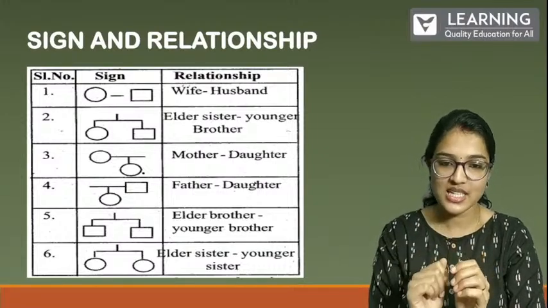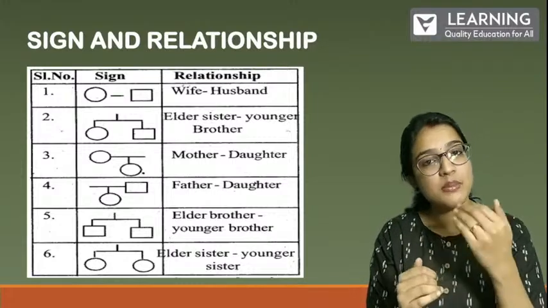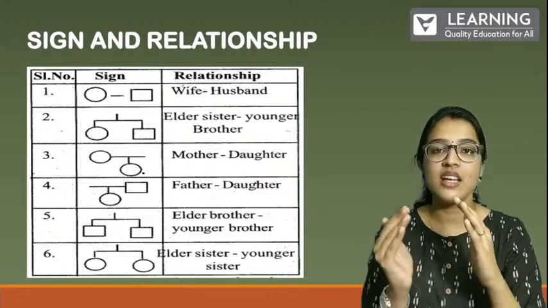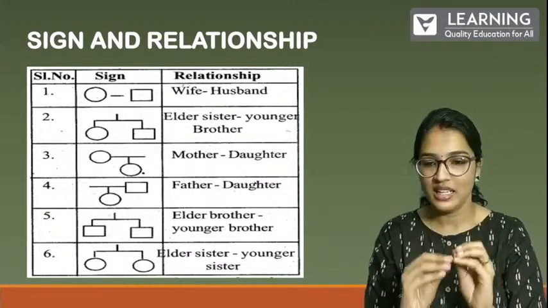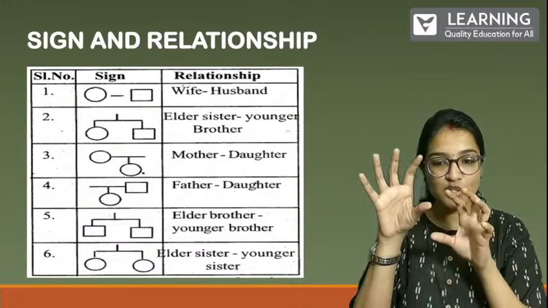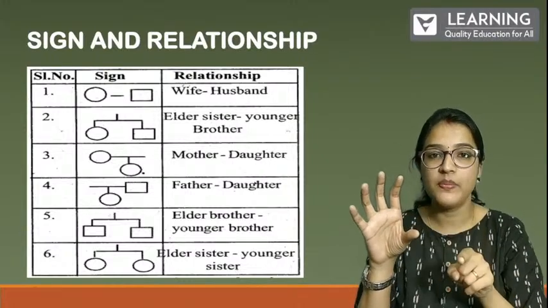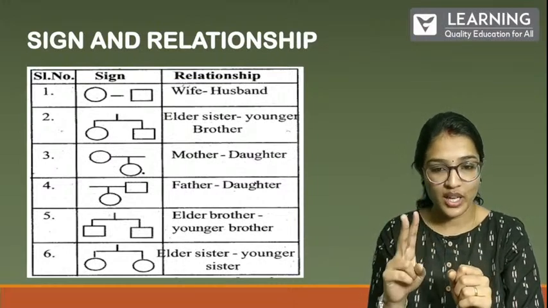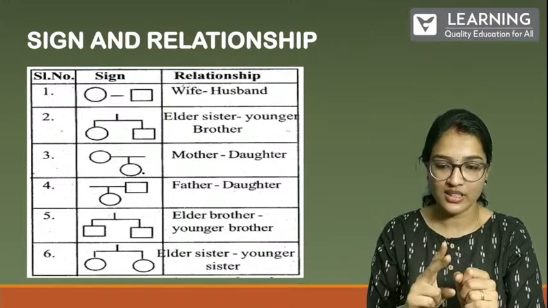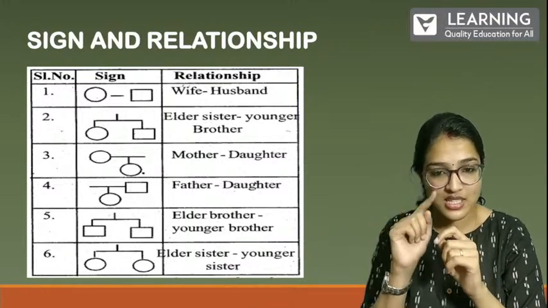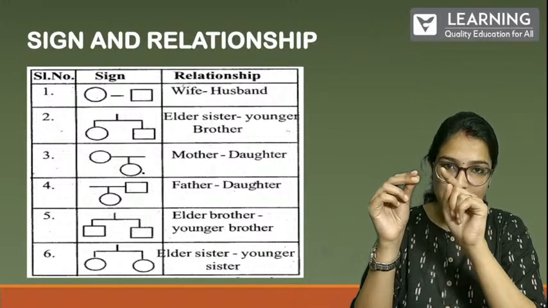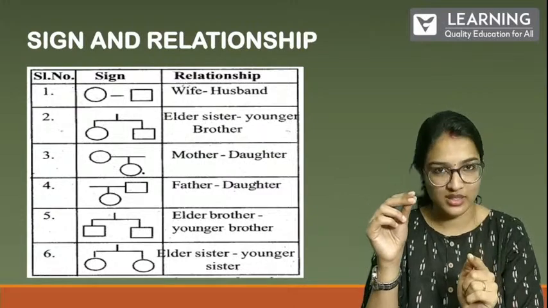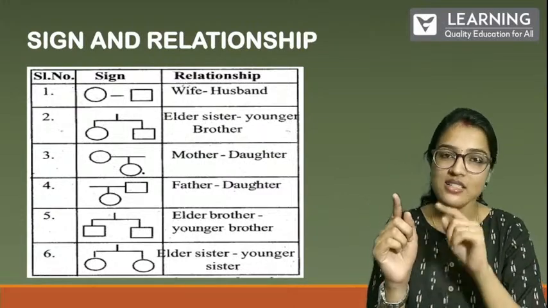Now the second one is a square. Square means male, or we can call it a boy. It comes second. So that means younger brother. Okay. Now the third one. Look, there are two circles connected with a branch. That means it is a mother and daughter. So the first circle will be mother. From her, a small branch came, again a circle. That means her daughter. So both the circles, mother and daughter.